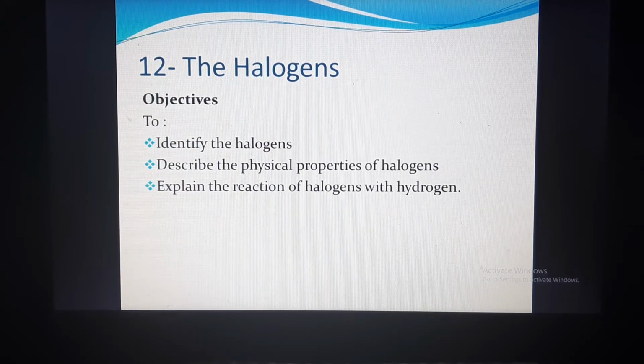The objectives are to identify the halogens. Second objective is to describe the physical properties of halogens. And the third objective is to explain the reactions of halogens with hydrogen.